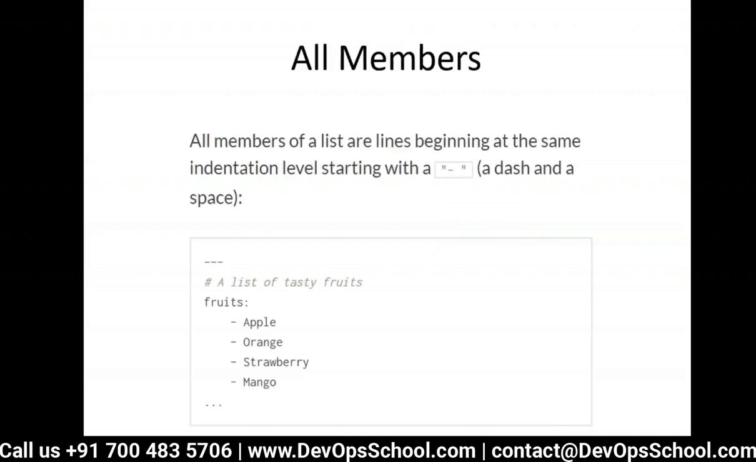Now look at this here. YAML has primarily three data types. One is a list, another one is a dictionary, and the third one is a hash. So we are talking about only list and dictionary. So let's understand this way. Here you see very carefully.